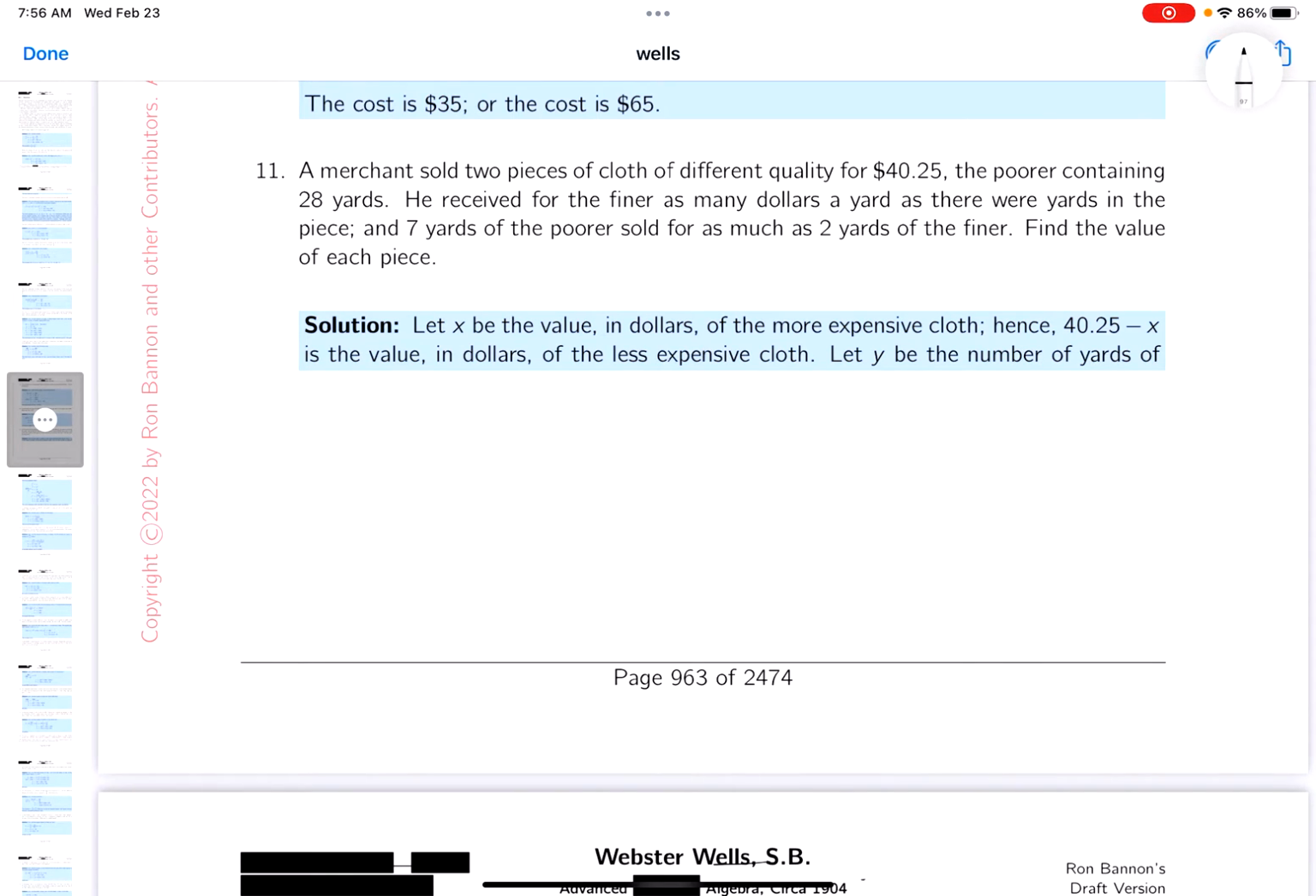Okay, I consider this to be a tough read, at least for me anyway. Other people read this and say, no, it's not a tough read at all. But anyway, it says that a merchant sold two pieces of cloth of different quality. He took in $40.25. So I understand that there's $40.25 taken in, and there are two different items he sold. I'm going to say the first item took in X dollars, and the second item would take in 40.25 minus X dollars, right?